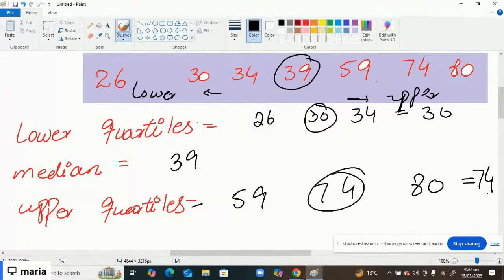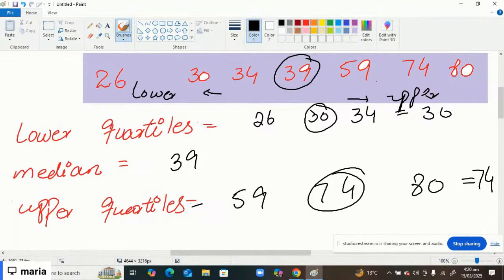Out of this data, we are doing it this way. So again, I'm going to repeat this: how to find the lower quartile, upper quartile and median. First you look at the data, which is given: 26, 30, 34, 39, 59, 74 and 80. First we check the median of this. The median is basically the middle number of this data. So the middle number is 39. So we mark the 39, that is the median.